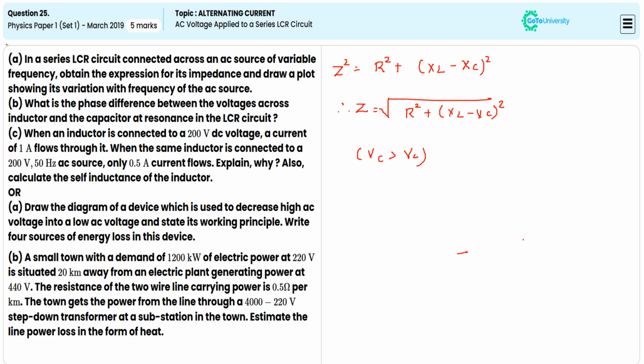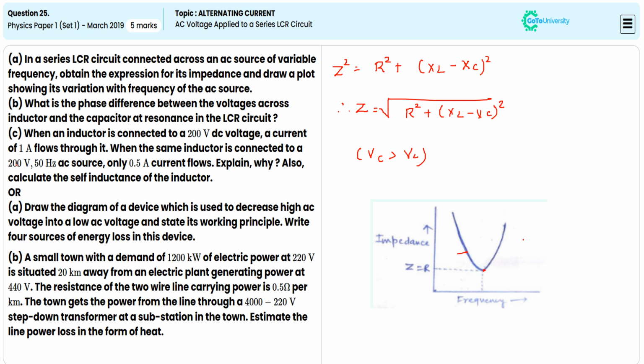If you look at the variation with frequency of the AC source, the diagram looks like this. Here the impedance value is on the y-axis, and the frequency is on the x-axis. At this point Z is equal to R. Initially the impedance decreases as the frequency increases. Then after Z is equal to R, the impedance increases as the frequency also increases.